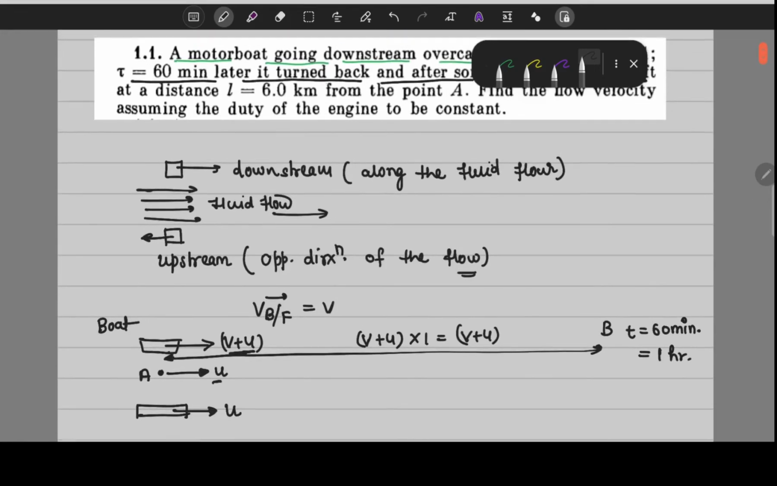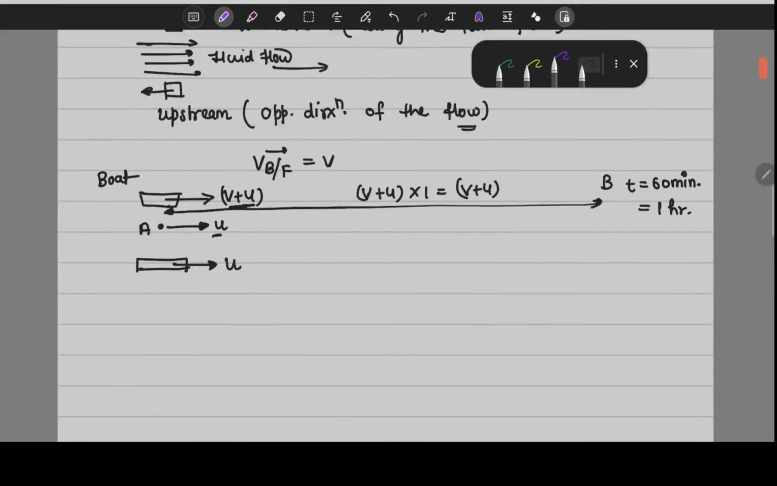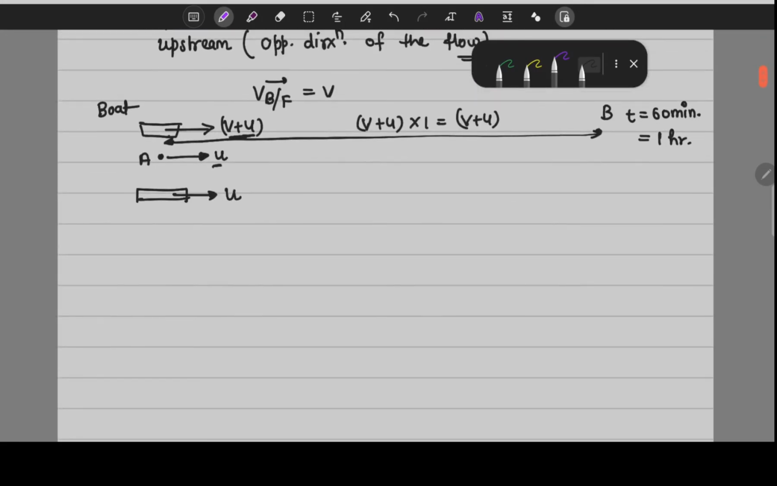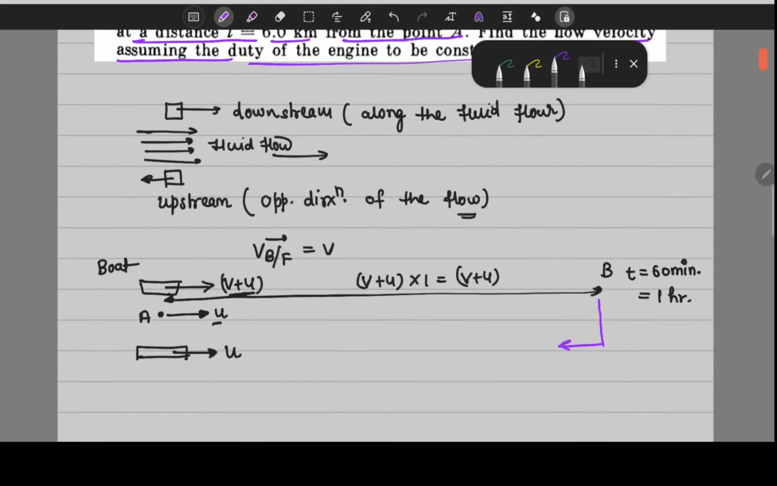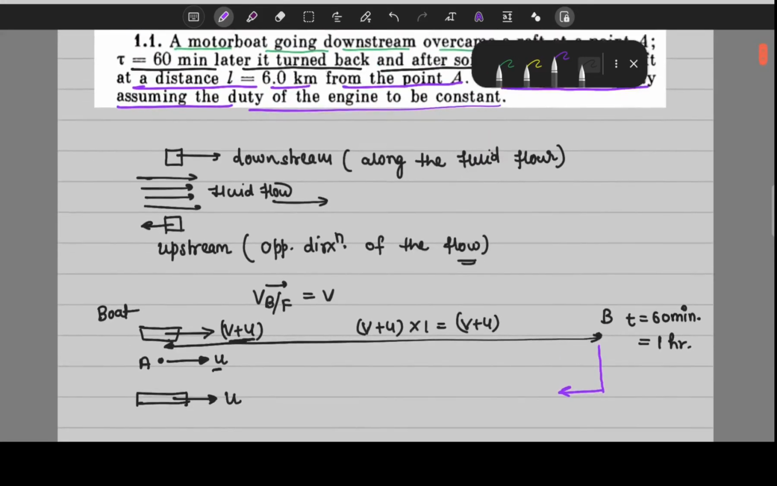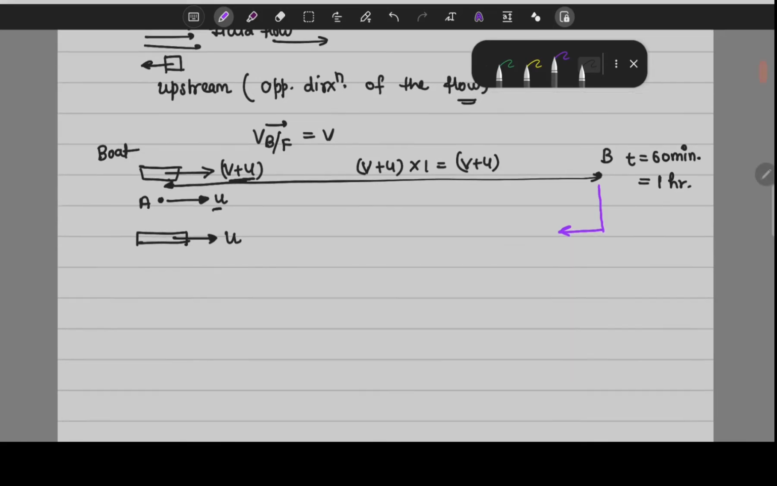Okay, now let us go to the another part of the question. So at a distance of L equal to 6 km from the point A, find the flow velocity assuming the duty of the engine to be constant. Okay, so now the boat will come in this direction. The meaning of saying the duty of the engine to be constant here is that the velocity of the boat is actually constant, it is not changing.